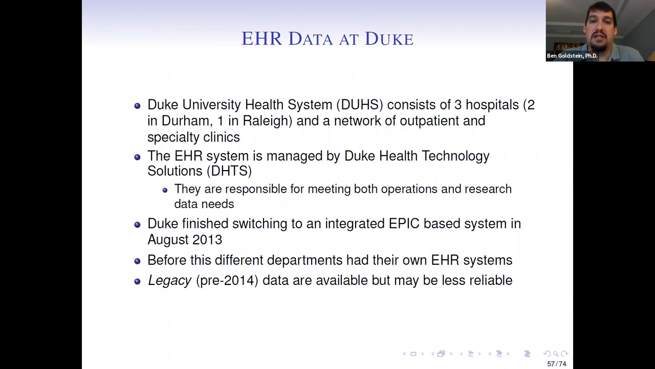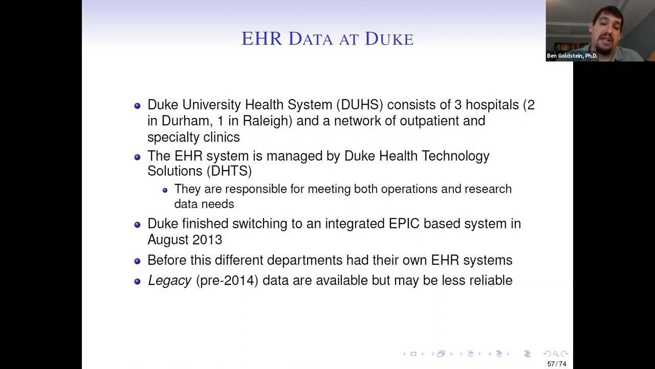EHR data at Duke. Duke University Health System, DUHS, consists of three hospitals, two in Durham and one in Raleigh, and a network of outpatient and specialty clinics. The EHR system here is managed by Duke Health Technology Solutions, or DHTS, and they're responsible for meeting both the operations and research data needs. So they really have a dual function of supplying data to the hospital, organizing the EHR, keeping it up and running, and providing information back to people in billing and other groups, care management. But then they also have a university school side component that is meant to service data needs for researchers.